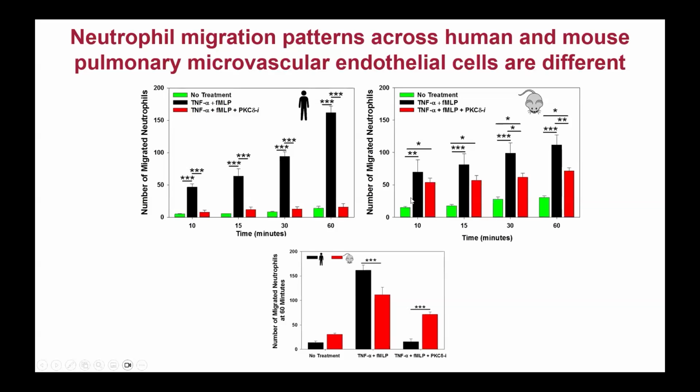However, if you look at the case of the mouse cells on the right-hand side, you see the same thing for the no treatment and TNF treated. But you see that even though PKC delta is effective in reducing migration, it's not as effective as it is in human cells. And so this is a very important thing.